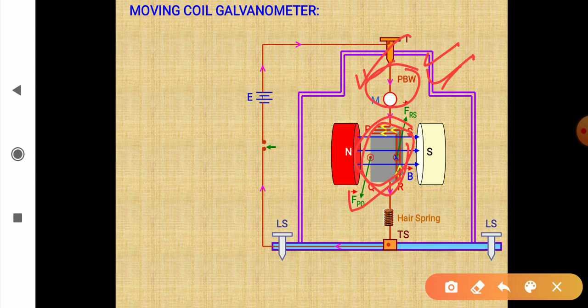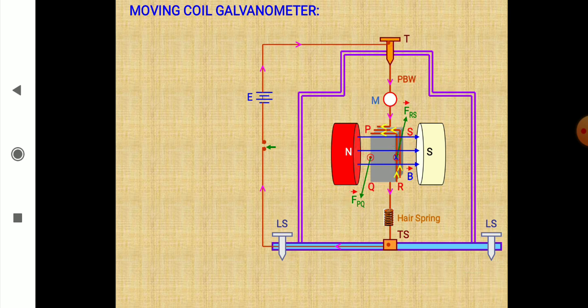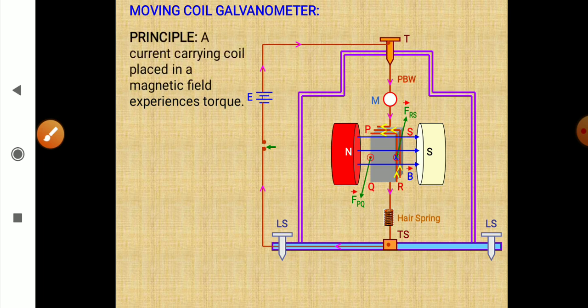And one more thing, what you see in grey color, this is soft iron core. This is soft iron core. So the coil is wound over this soft iron core. And we will see the purpose of all these things later.